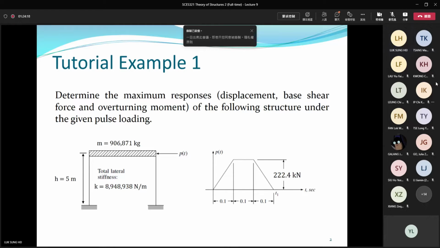In question 1, suppose we have a structure. I give you the mass and the stiffness. You know M and K. In this question, you are asked to find the maximum response. Here, the maximum response means the displacement, the base shear force, and the overturning moment at the base level. When the structure is under horizontal force, there is base shear force and overturning moment, and also the structure will displace horizontally. So you are asked to find the response of this structure under the given pulse loading. The pulse is trapezoidal in shape.